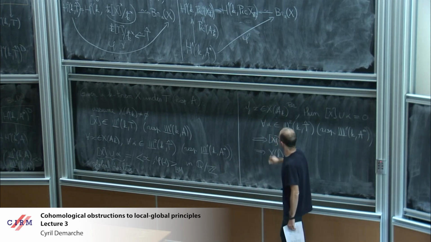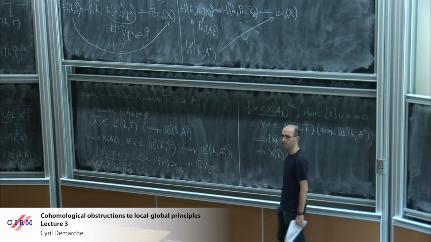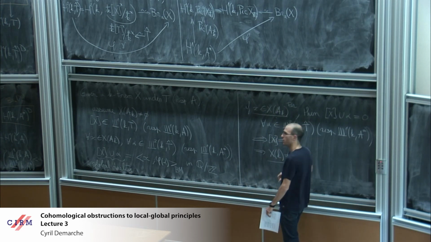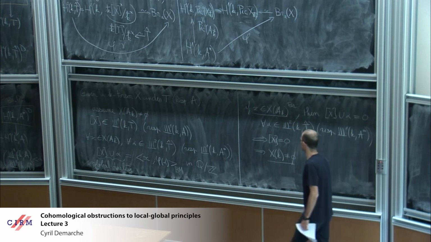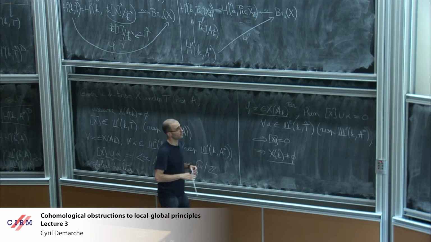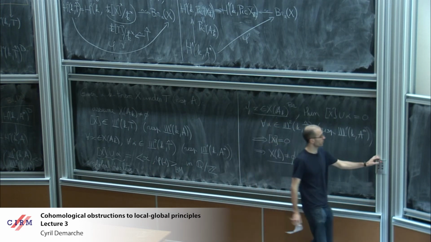So we prove that given an adelic point satisfying the Brauer-Manin obstruction, the torsor has a rational point. So we prove that the Brauer-Manin obstruction to the Hasse principle is the only one.